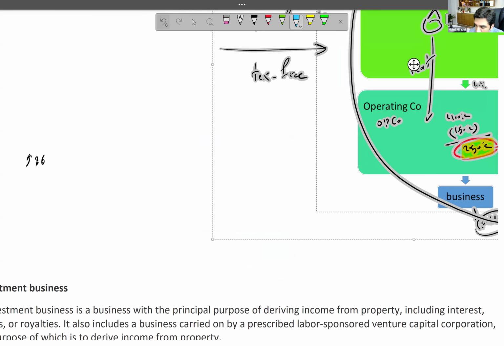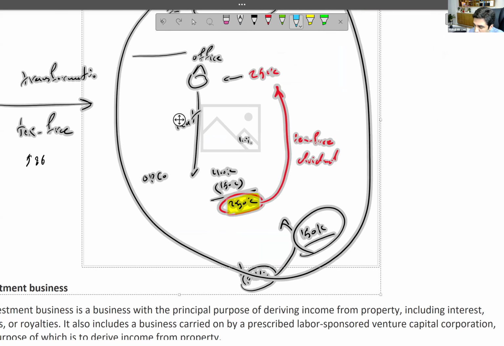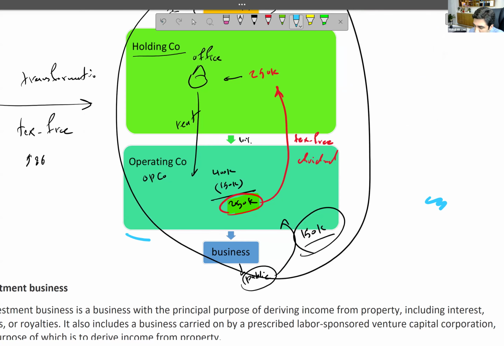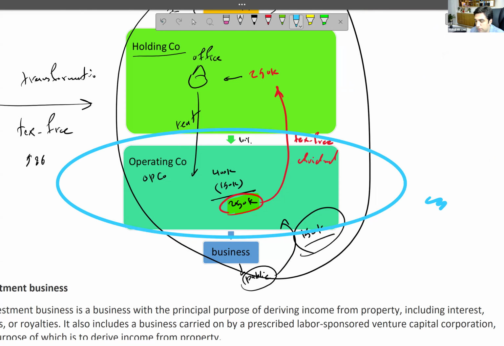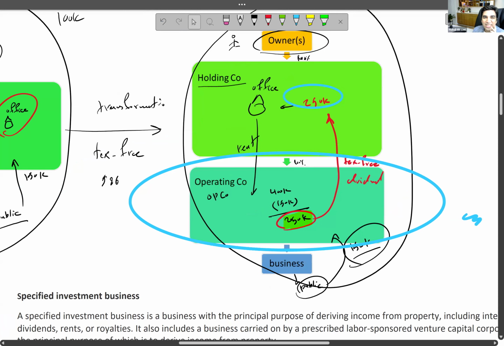Okay, hold on a second. We added an extra layer of protection, which is the operating company, and all the cash that we have is going to be kept in the holding company. So we're going to have much less, sorry, much less legal liabilities.